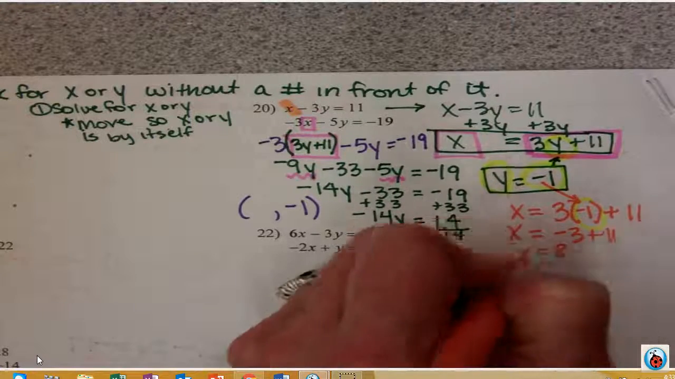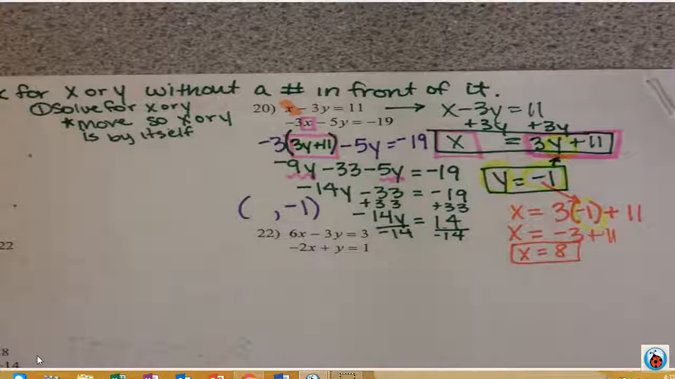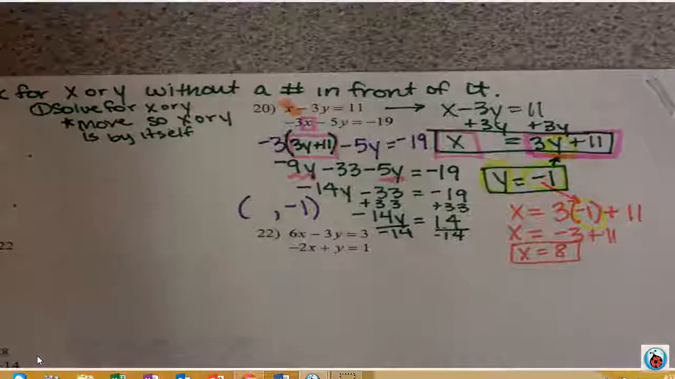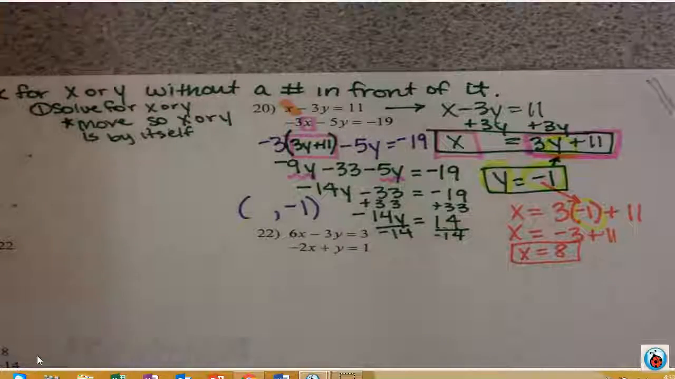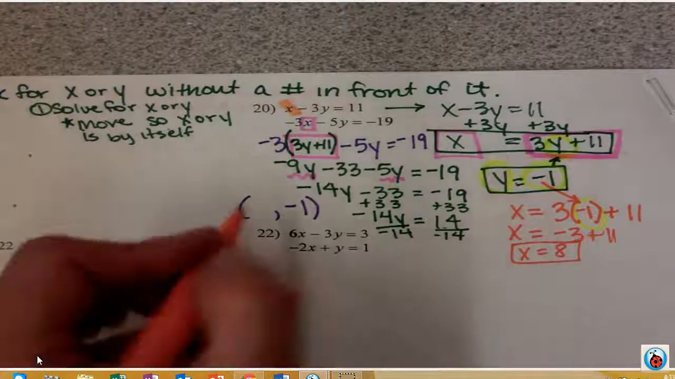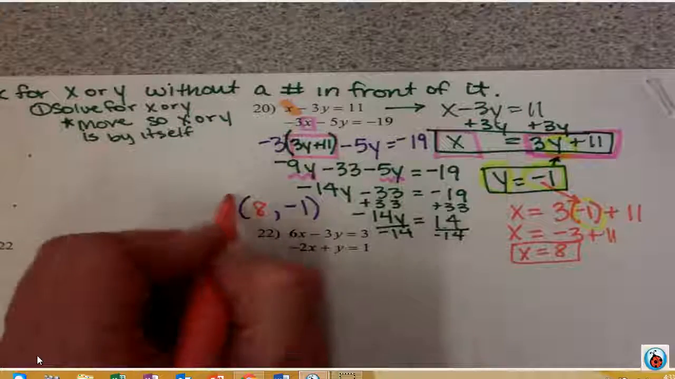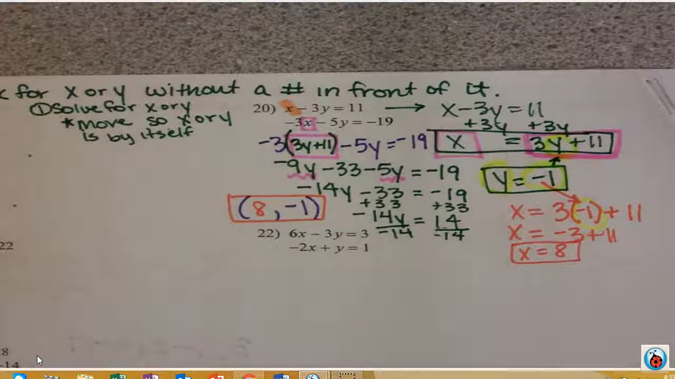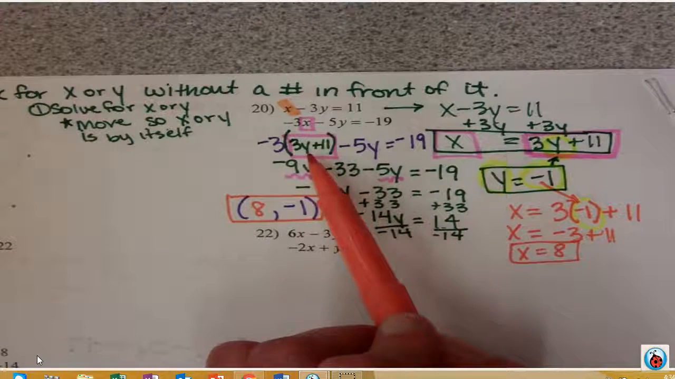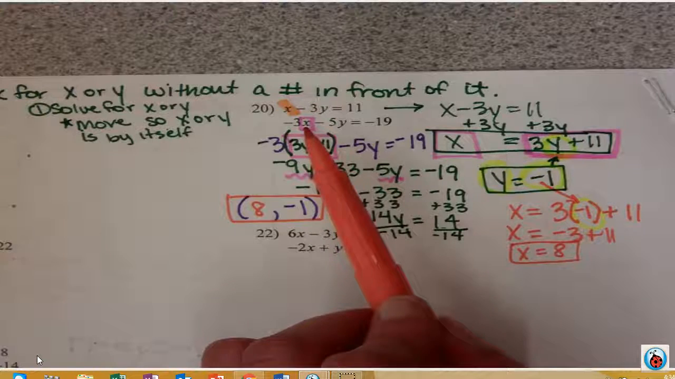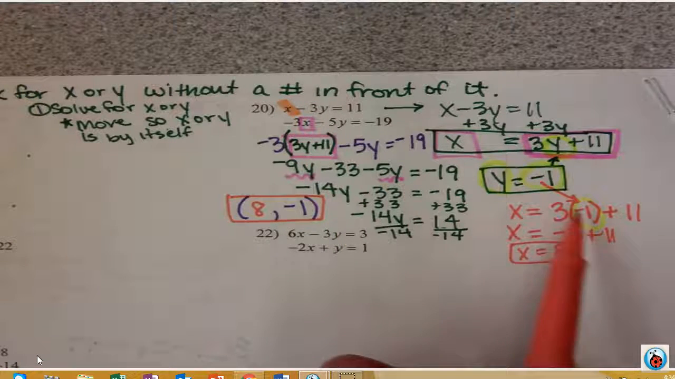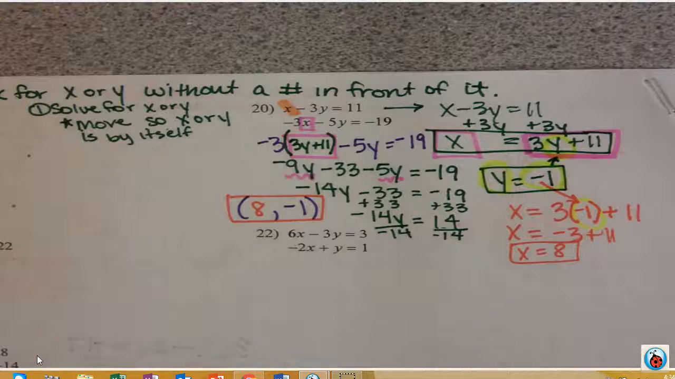X equals 8. So my answer to number 20 is 8, negative 1. Okay? But make sure you notice that once I substitute this in, that x is gone. Once I substitute this in, that y is gone. Okay. Let's see. That should be it for now.